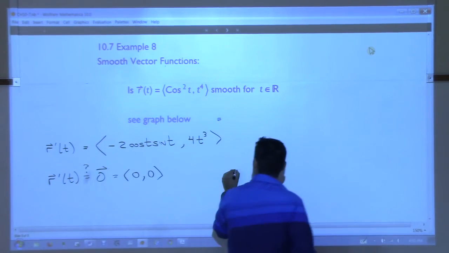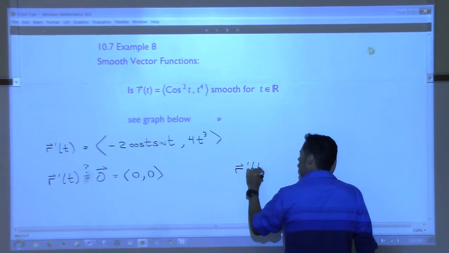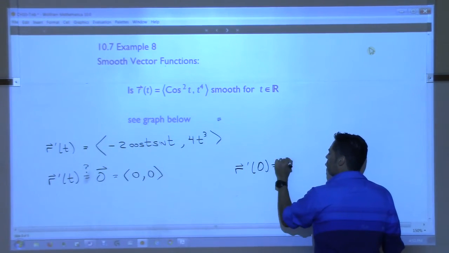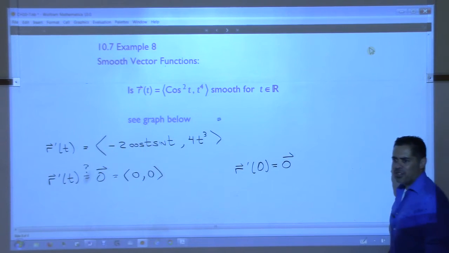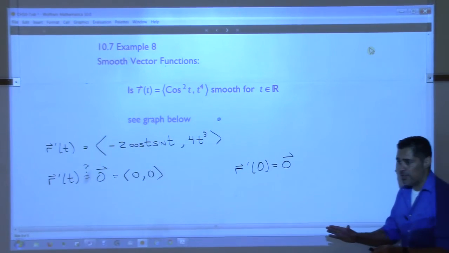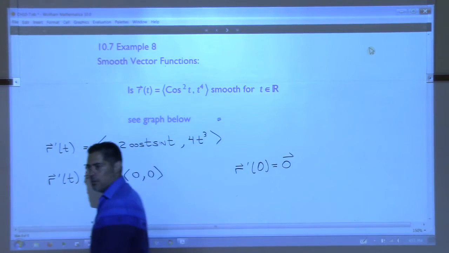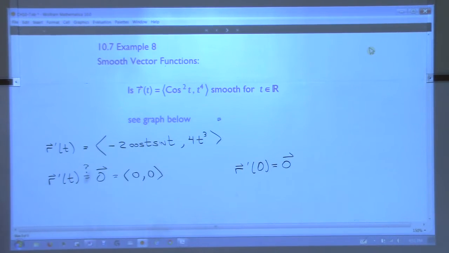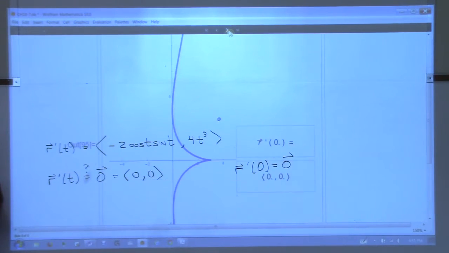So at t equals what? At t equals 0, we have the 0 vector. So that means there's something wrong at 0 in terms of smoothness. We're not smooth at 0. Y'all want to see the picture? Okay, let's look at the graph and see why we say it's not smooth. So here's the picture of this two-dimensional vector function. There it is.